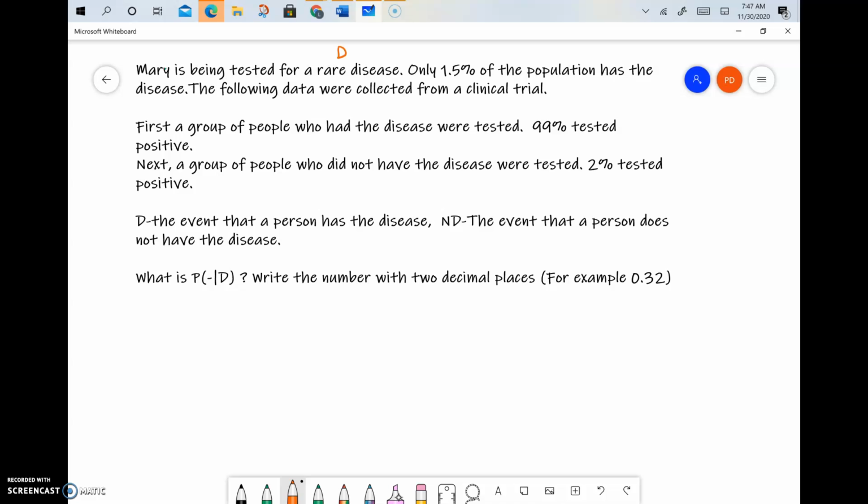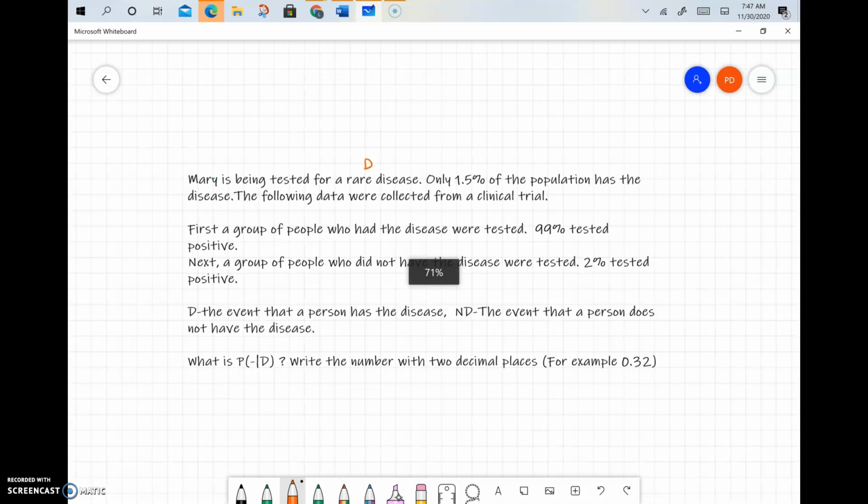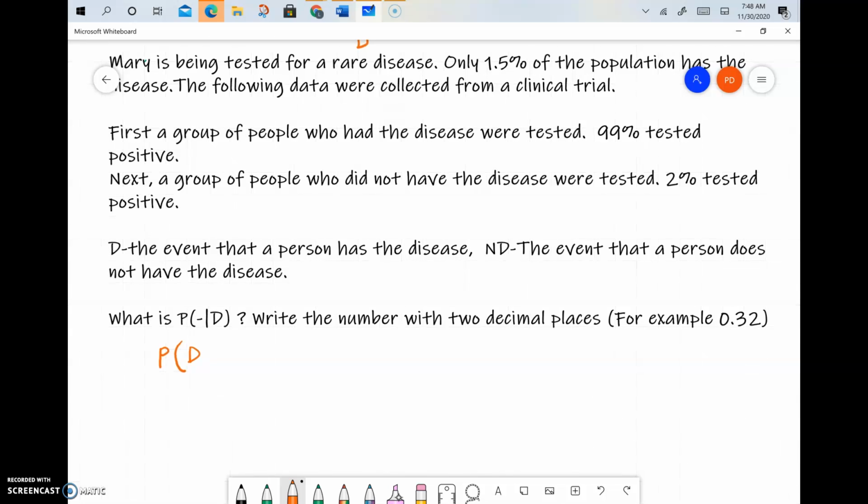1.5% of the population has the disease, which means that the probability that a randomly chosen person has the disease is equal to 1.5%, which is equal to 0.015. So that is 1.5% converted to decimals.